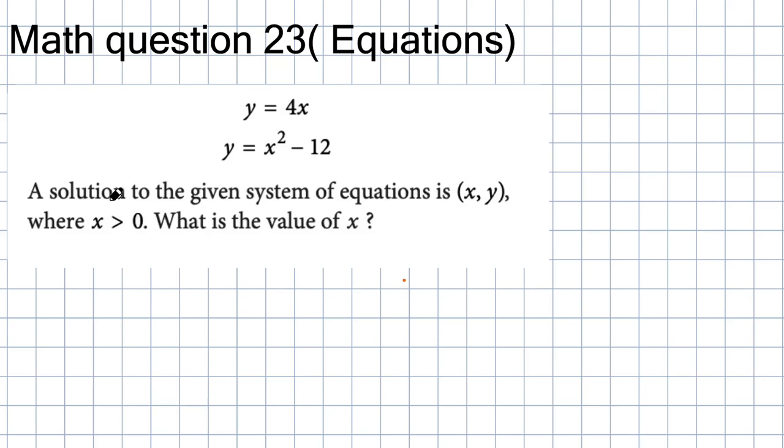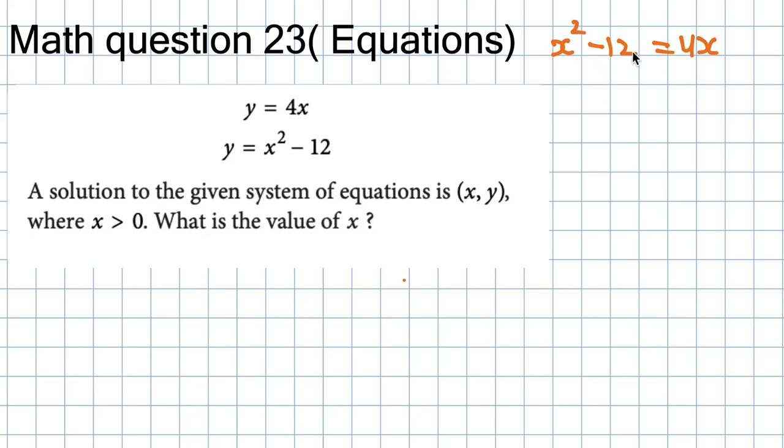That means we have to find the values of x and y. Solution always means we need to find the value of the variable. Where x is greater than 0, what is the value of x? So we need to solve it for x and y. Because both are equal to y, we can just equate them with each other. x squared minus 12 is equal to 4x. Both are equal to y, that means they are equal to each other, right?